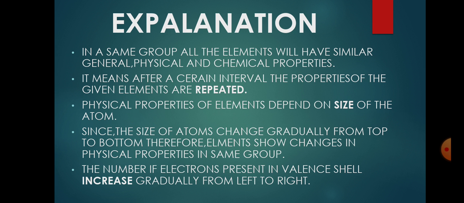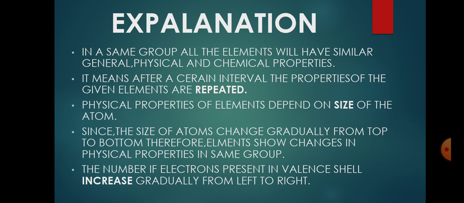Then we discuss the main points or the explanation about the periodicity of the properties. What is the periodicity? Periodicity means the repetition of the properties in the periods and the groups after a certain interval of time, after a specific time. Then the first point: in the same group, all the elements have similar general physical and chemical properties.